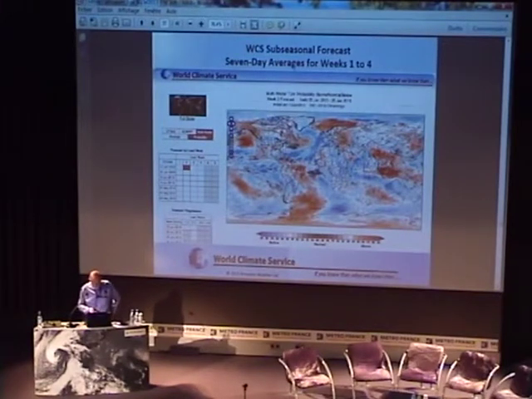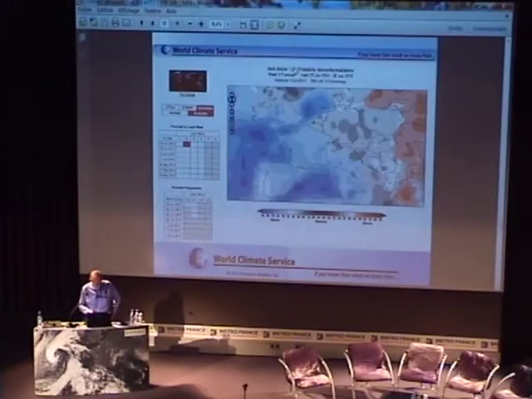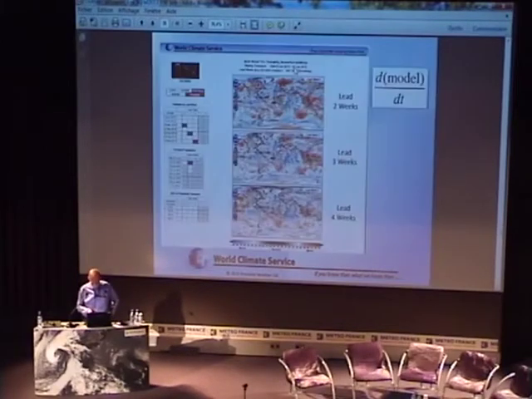And this one has a Google-like presentation, so you can do more interesting things with the geography. And this is the week two forecast for this week, and fortunately it's cool in France. This is something we think is kind of cute, the model DT.